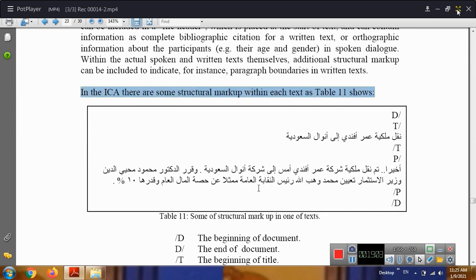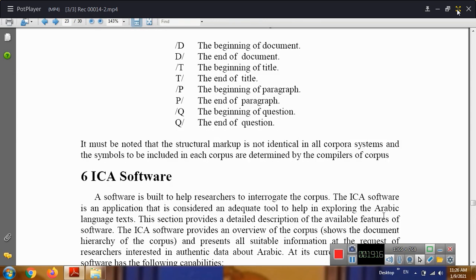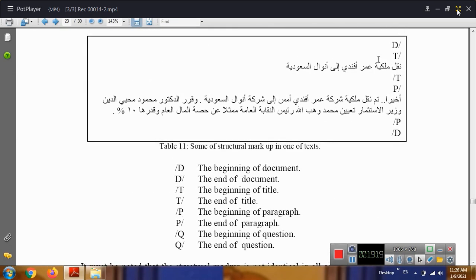You can see some of the structural markup in one of the texts. It is the annotation of the text according to the structural level. For example, D means the beginning of the document, and when D comes in this way, with a D and a slash and D, it is the beginning of the document, but when we have D and the slash follows the D, it is the end of the document.